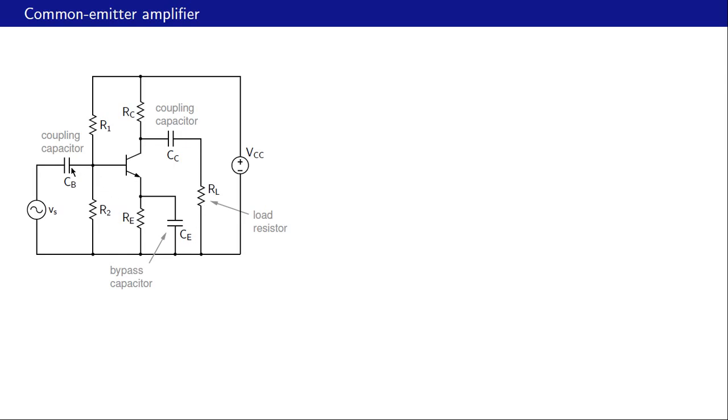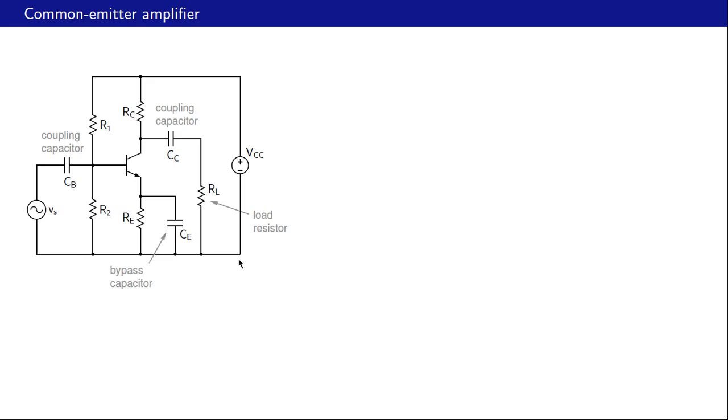So there is a coupling capacitor here going to the source voltage. Then there is another coupling capacitor, and that's how the load is connected, the load resistor. And there's a third capacitor which we call the bypass capacitor, and that's going from the emitter to the ground. We will treat this as the common reference node or the ground.